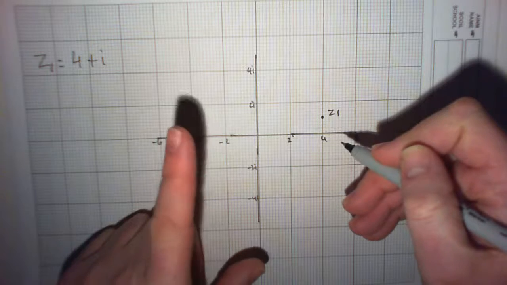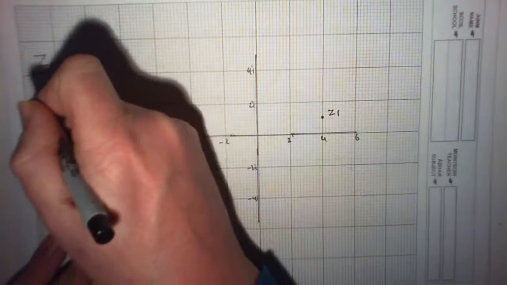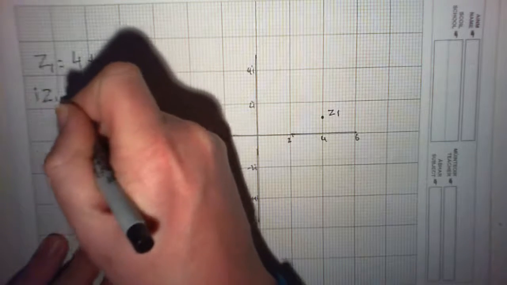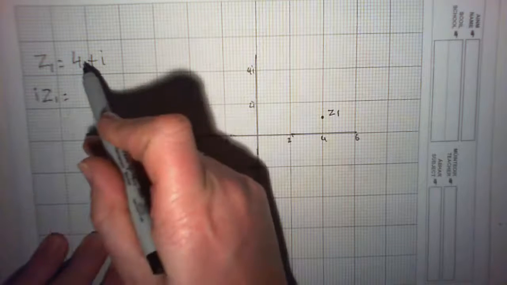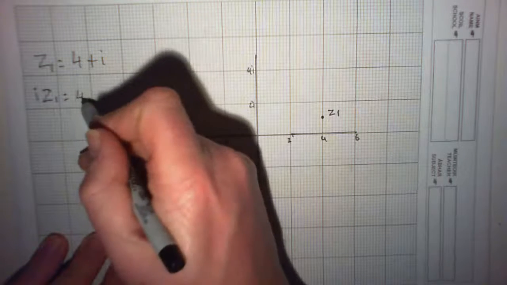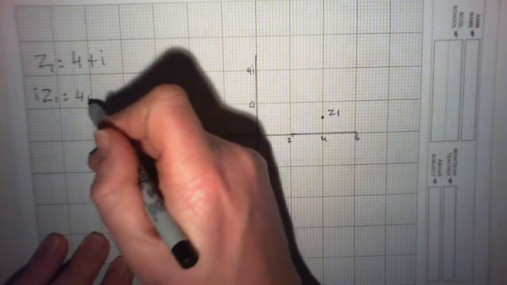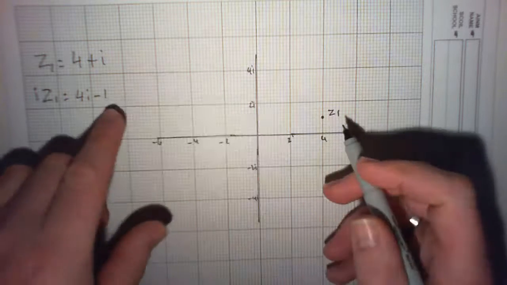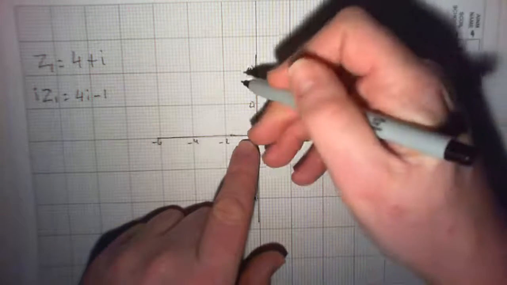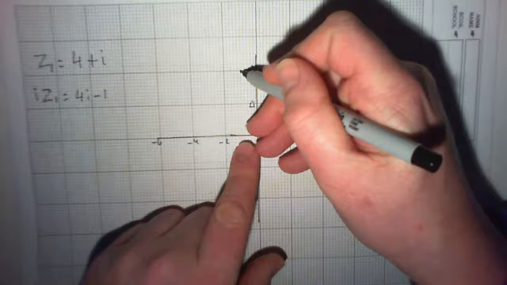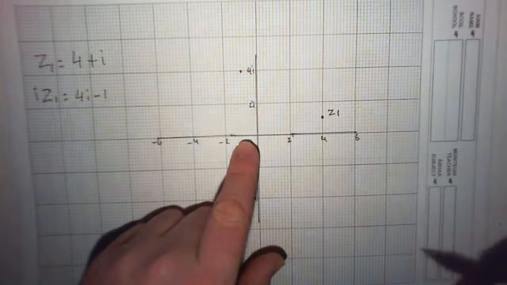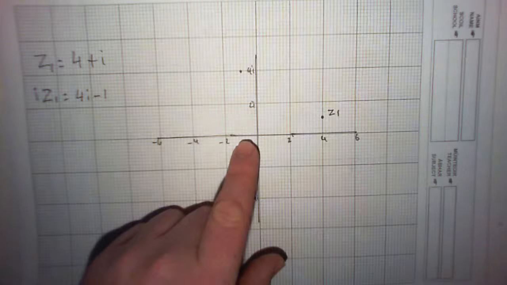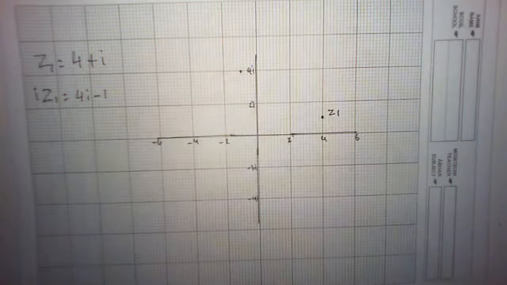Okay. Now watch what happens when I multiply i by Z1. That's going to be 4i. And then i squared is minus 1. So that's minus 1 plus 4i. Now you're thinking to yourself, well, so what? So what? Okay. Watch this and be amazed.